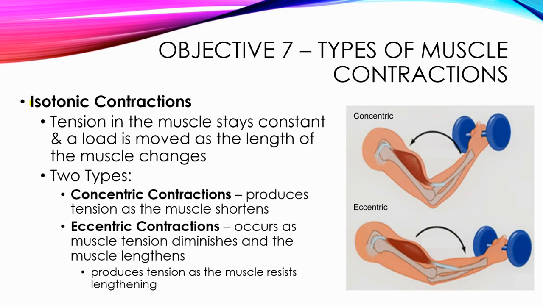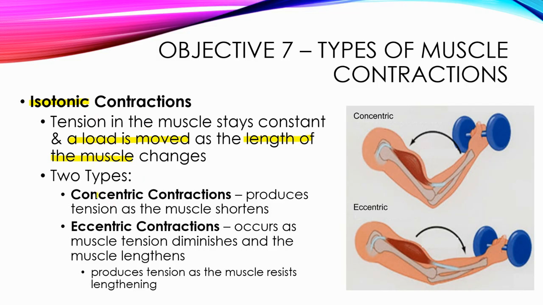And so in isotonic contractions, the tension is staying constant, but what's changing is the length of the muscle. And so in an isotonic contraction, there is going to be actual movement. We're moving something. The muscle is going to shorten and the load is going to be moved. And so these are going to be like when you're lifting weights, okay, or you're picking up something or you're moving something from one place to another.